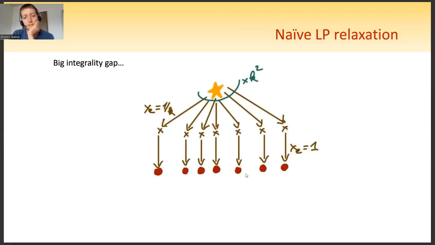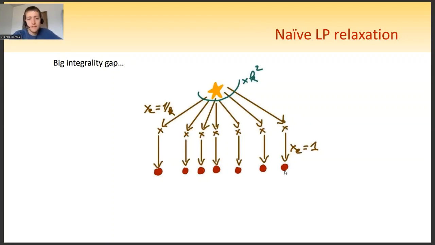Imagine I have this directed graph, and the source has k-squared outgoing edges, then the naive relaxation will tell you that there is a feasible solution for out degree k. But clearly, you cannot do better than out degree 1 integrally, because if you take any of these vertices, then it has out degree at most 1. So it's a polynomial integrality gap, so there's no way you get polylog log n approximation with this, or even polylog n.